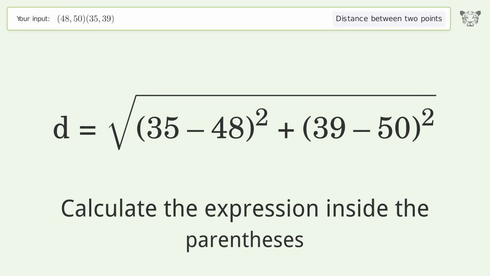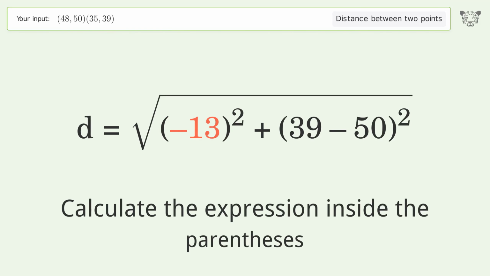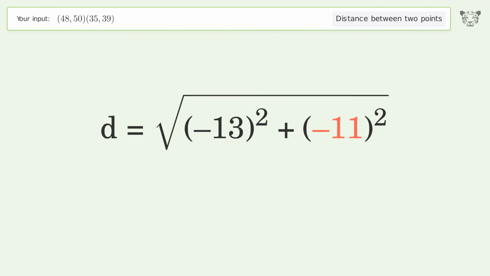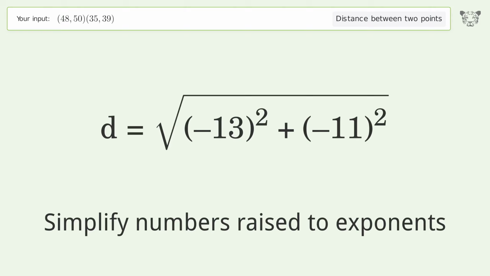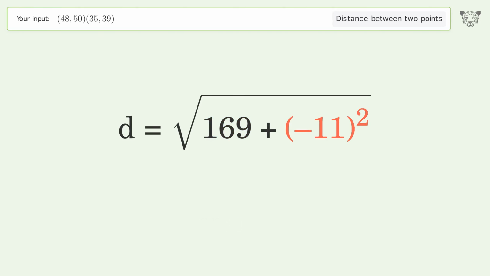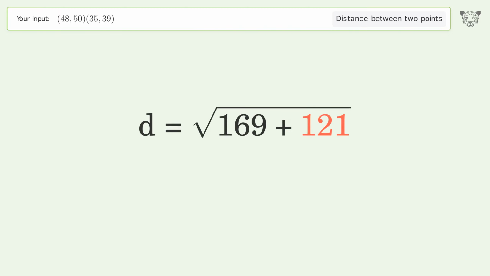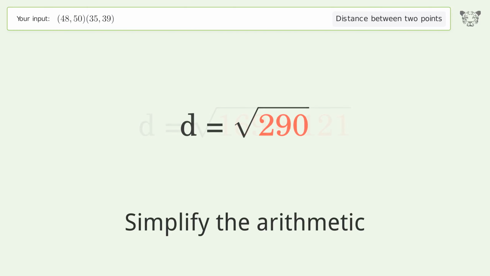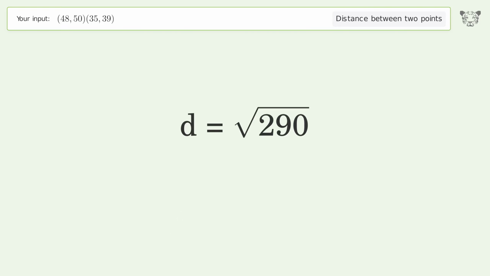Calculate the expression inside the parentheses. Simplify numbers raised to exponents. Simplify the arithmetic. And so the distance between the 2 points is the square root of 290, or 17.029.